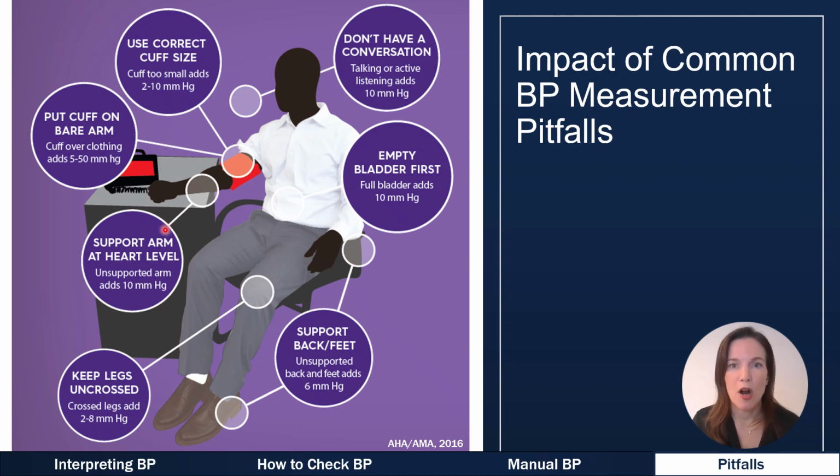An unsupported arm can add 10 points. Crossed legs can add between 2 and 8. An unsupported back or feet can add 6. And a full bladder can add 10. So you can see that if you fail to follow all of the best practices, you can end up with a blood pressure reading which is significantly above what it actually should be.